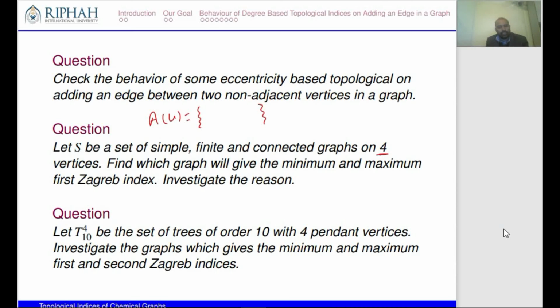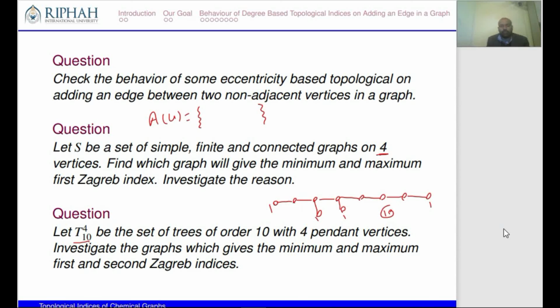Last question, question 3. Let T10, I mean this is just a notation, be the set of trees of order n with 4 pendant vertices. Here is a set of all trees of order 10 with 4 pendant vertices. I mean every tree in this set is of order 10, and out of the 10 vertices 4 are pendant vertices. Investigate the graph which gives the minimum and maximum first Zagreb index. One example of such a tree is 1, 2, 3, 4, 5, 6, 7, 8, 9, 10. You can see we have 4 pendant vertices and the overall order is 10.